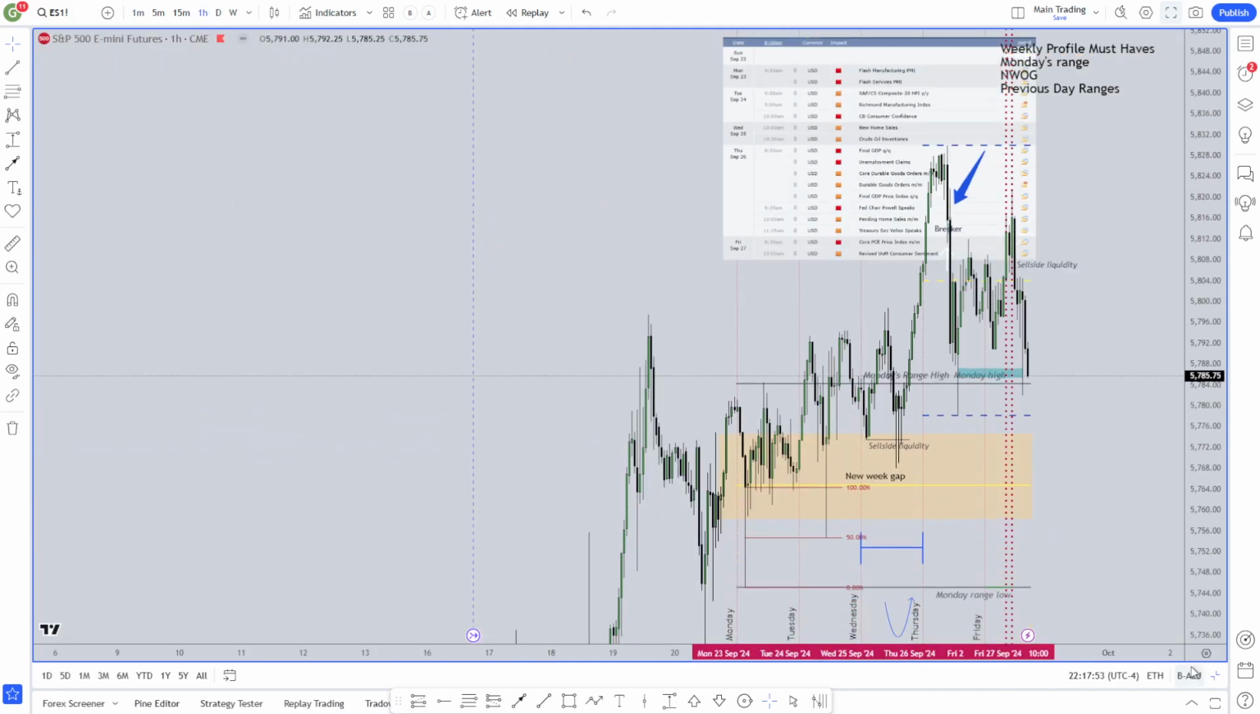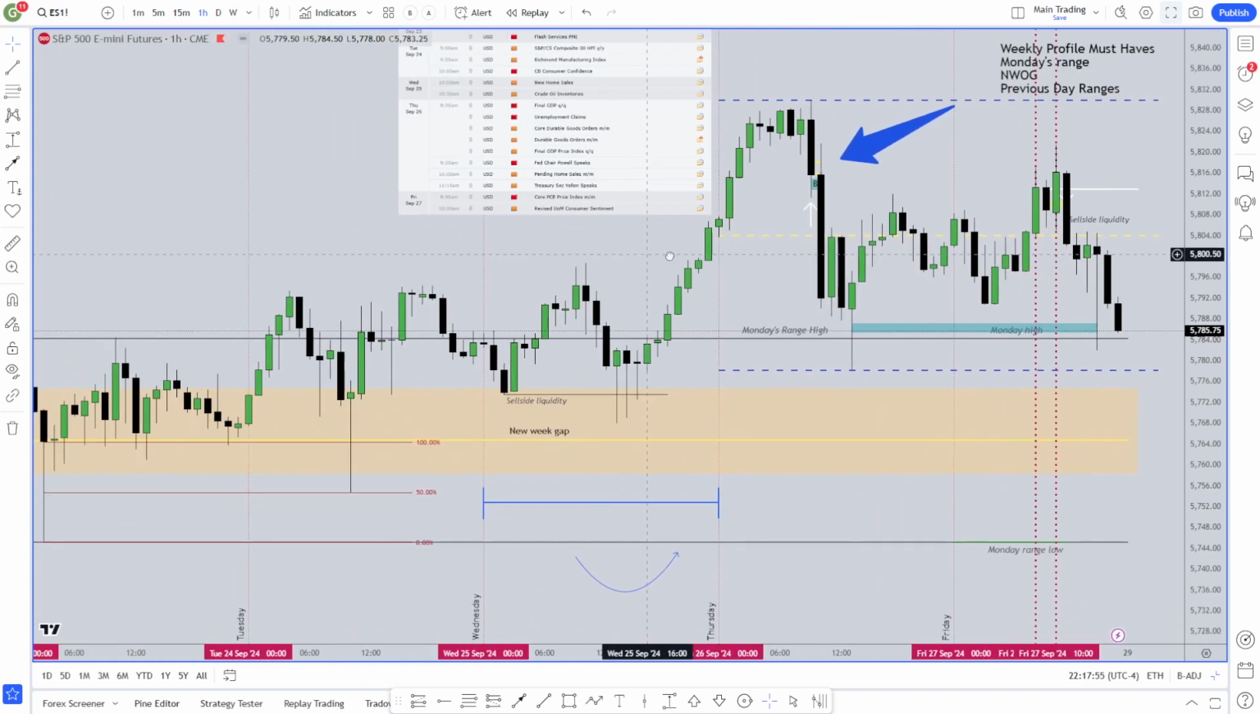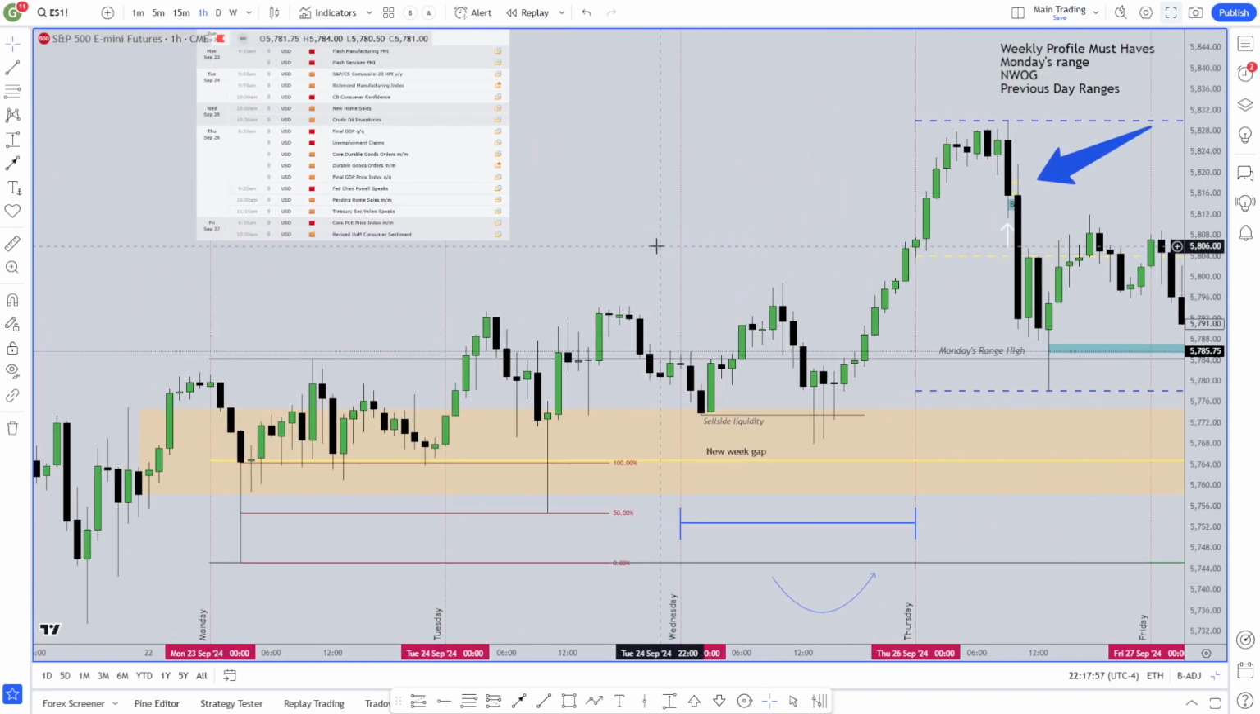So that's this weekly profile in a nutshell. There are some limitations with this, naturally. It is a mid to back half of the week. You have way more relevance in your setups when you have more information about what the weekly profile is.